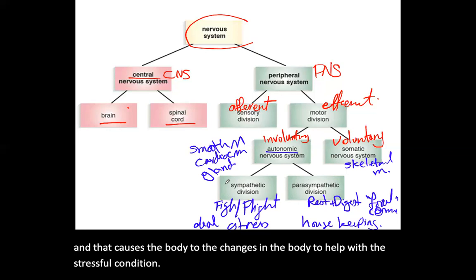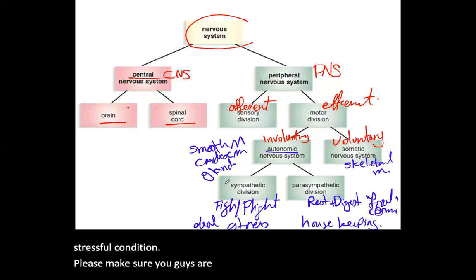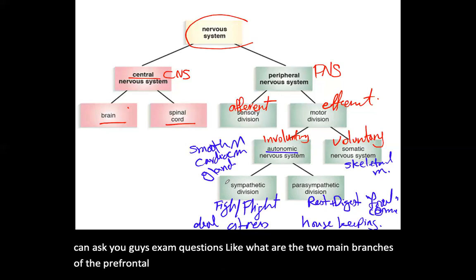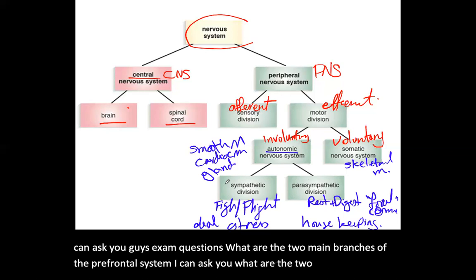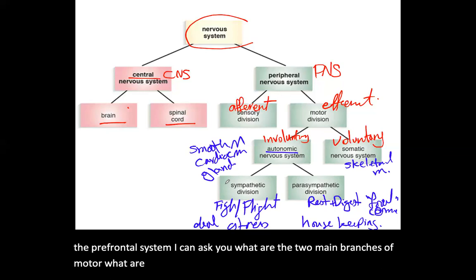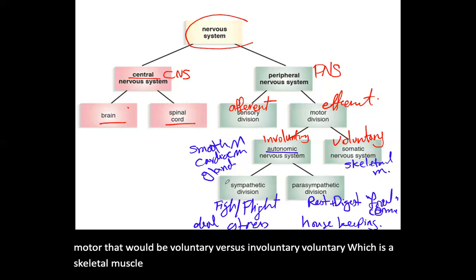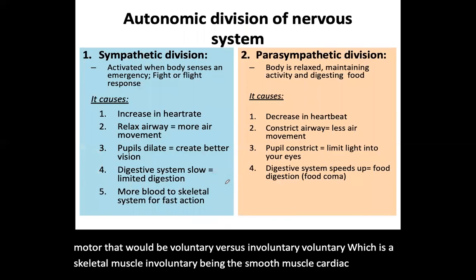Please make sure you guys are very comfortable with this branching. I can ask you guys exam questions like, what are the two main branches of the peripheral nervous system? I can ask you, what are the two main branches of motor? What are the main differences between the two main branches of motor? That would be voluntary versus involuntary. Voluntary, which is the skeletal muscle, involuntary being the smooth muscle, cardiac muscle, and glands.